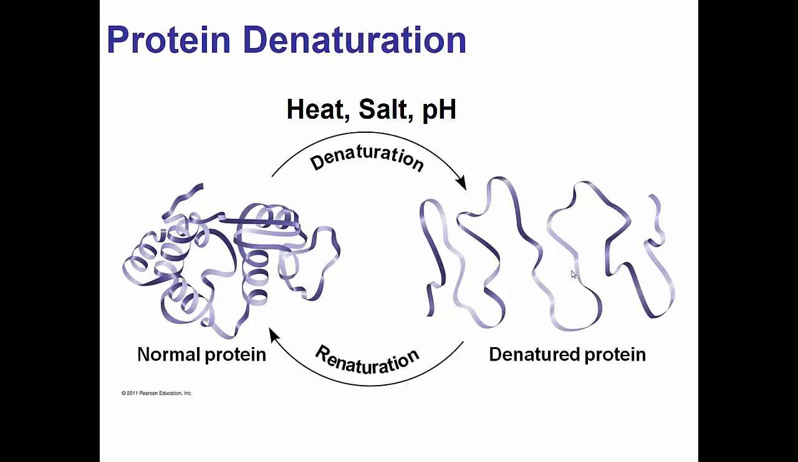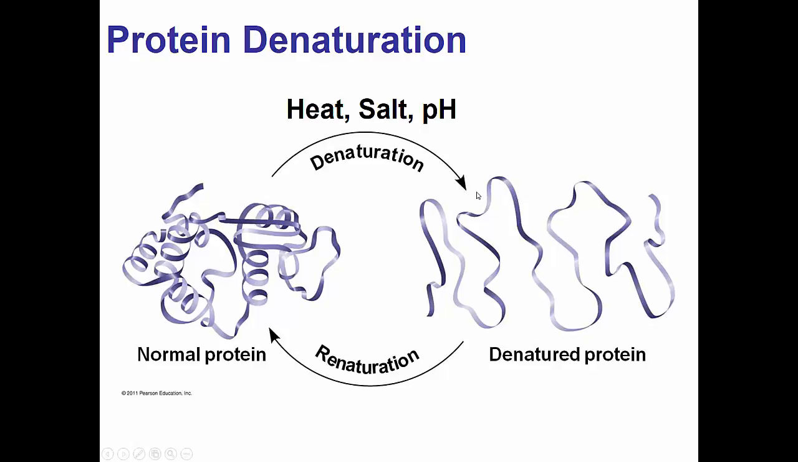So I just want to point out that this protein folding that we've talked about, so forming this tertiary and quaternary structure, is reversible. So we can denature proteins by breaking the bonds between R groups, and we can renature proteins by then reforming those bonds between R groups.